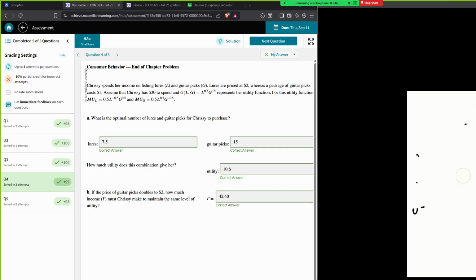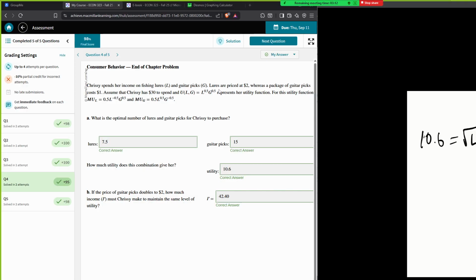Okay, so utility is gonna be 10.6 equals, and so we have 10.6 here. This is gonna equal the square root of L times the square root of G. Okay. So what do we know? We know that guitar picks doubled to $2. So both of the things are $2 now.